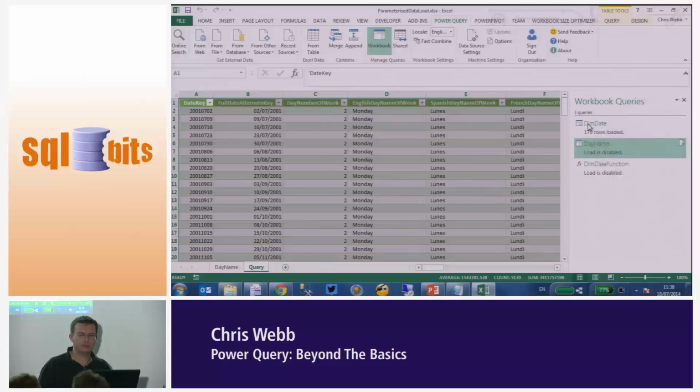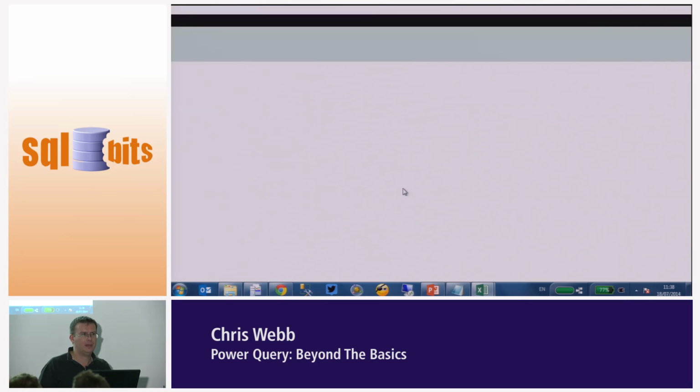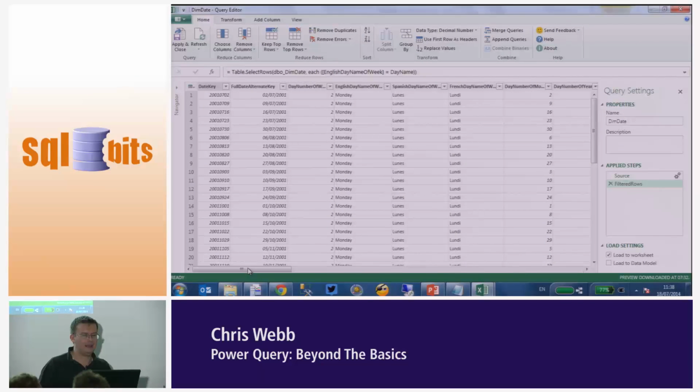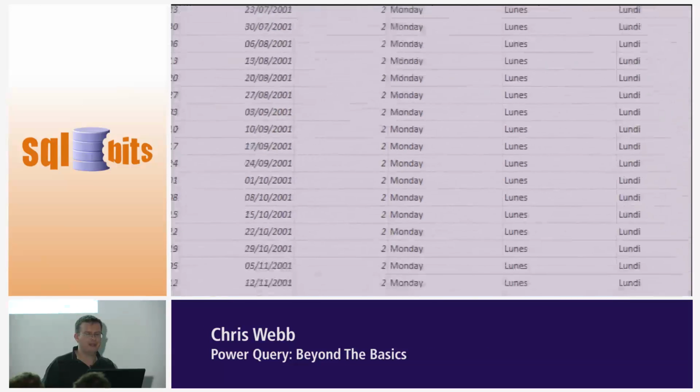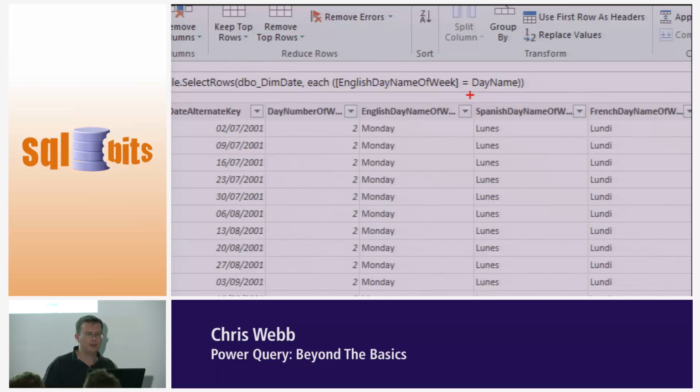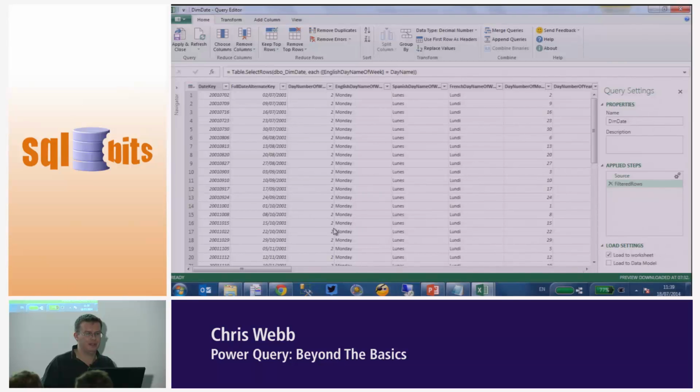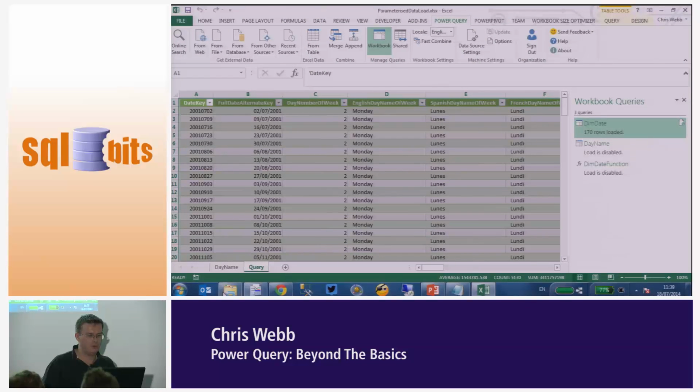Now, what I've got here in this query is I'm saying, let's go away and get all of the data from the dim date table that we saw earlier in the AdventureWorks DW database. But now, let's filter the values in that table by the English day name of week column. And what am I filtering it by? I'm saying only give me the rows where English day name of week equals day name. What's day name? Well, it's that query that I just defined that returns that single day name in that table in the worksheet. So at the moment, it's returning just Monday. If I click Apply and Close, we get Monday.